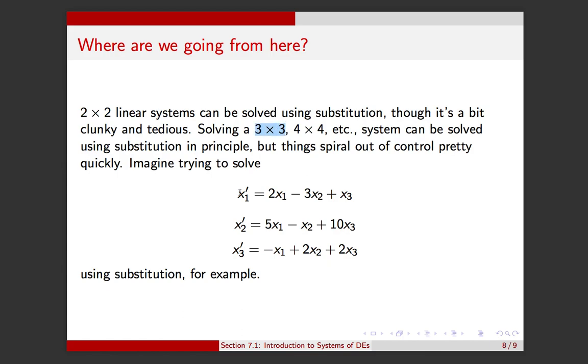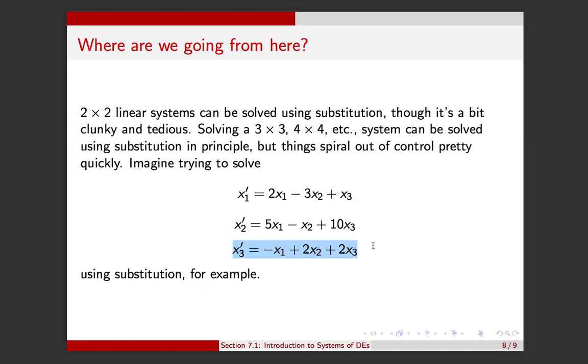So imagine a 3x3 system like this. Imagine doing substitution on that. What would that look like? Well, in this first DE, you'd have to isolate the x3, I guess, right? You get x3 equals basically all these other three terms. Then you'd have to substitute that in here. But then you'd have two variables left over, both x1 and x2. So you have to isolate one of them and substitute down in here. And by the time you do that, you have a third order differential equation.